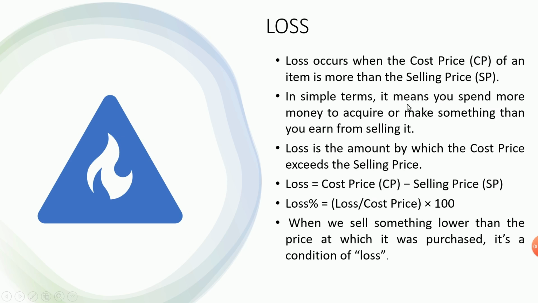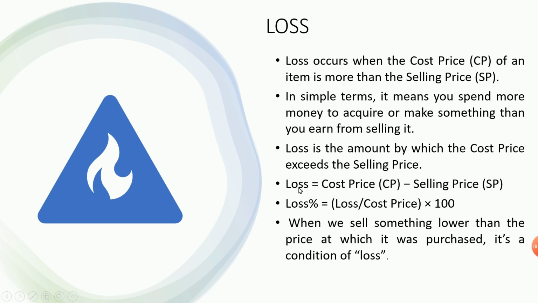Take any fruit, a mango or apple. If we have bought a single fruit for say 20-30 rupees, then we are selling it for a lesser amount, even a minor 1 rupee less, that could be considered as loss. So that's what they have given here. In simple terms, it means you spend more money to acquire or make something than you earn from selling it.